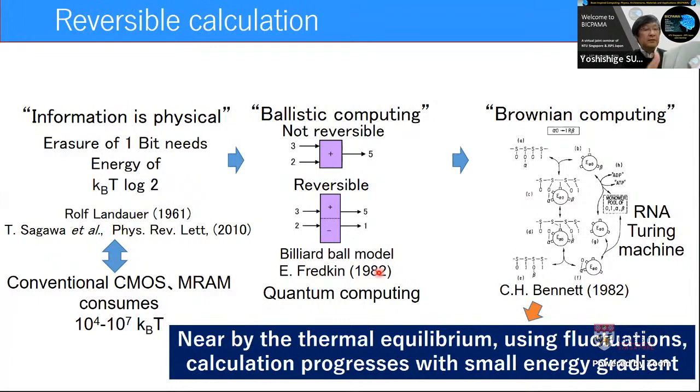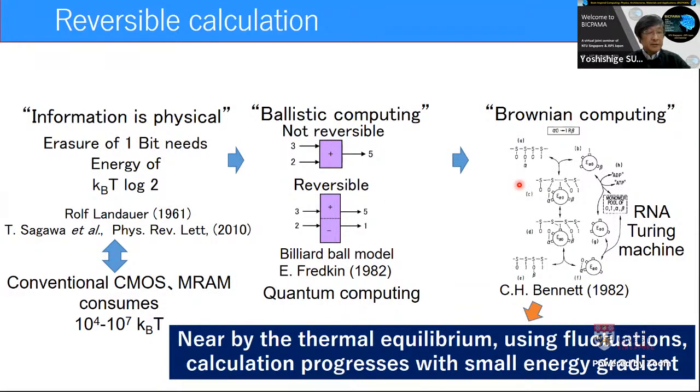On the other hand, Brownian computing uses a thermodynamically reversible system. For this case, one may use a system with little friction. Brownian computing uses thermal fluctuation to explore the correct answer. Therefore, it does not use energy for calculation.